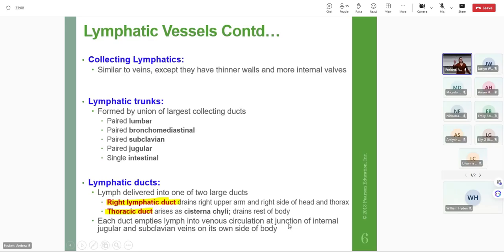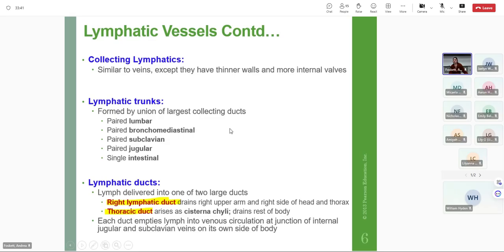If you all remember your blood vessels, on the right side we've got the subclavian vein and then the internal jugular. Right at the junction of the internal jugular and the subclavian vein is where I'm going to see the right lymphatic duct drain. On the left side, you've got the left subclavian and the left internal jugular, correct? At that junction is where the thoracic duct leads in. Does that make sense? It's the same junction, the internal jugular and the subclavian vein.